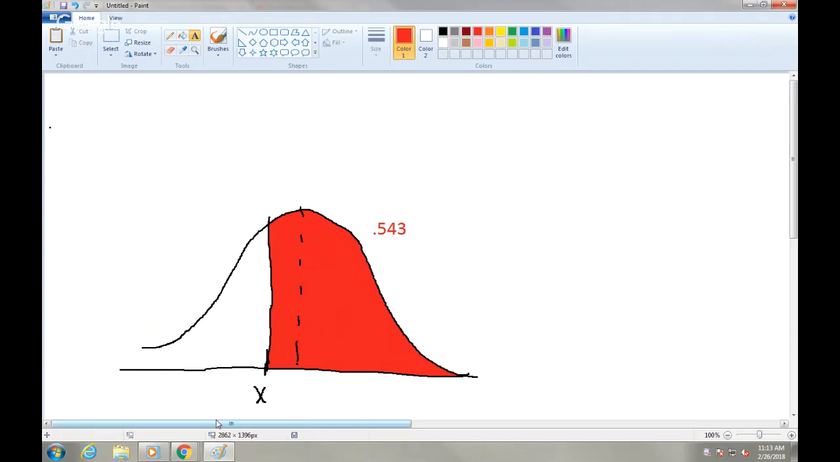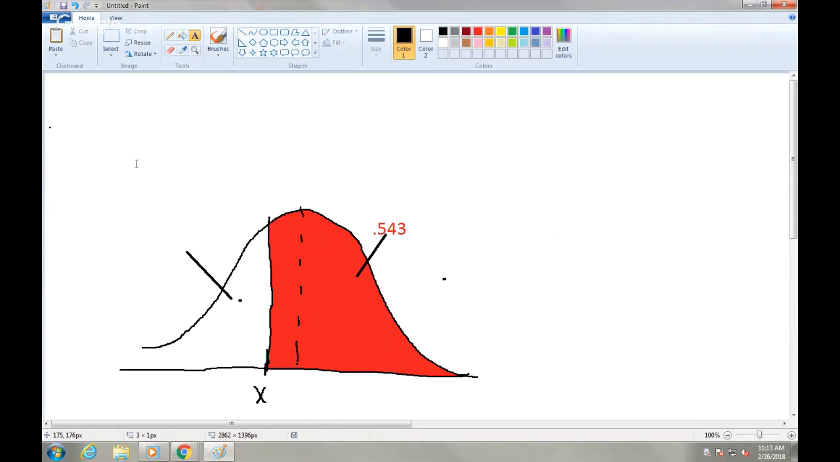What must, and notice how I'm drawing an area above the graph, not on the x-axis, so I don't get confused as to whether I'm talking about an area. Sometimes I'll even point into that a little bit. An area or a value of x, okay? But I'm talking about this area is 0.543.